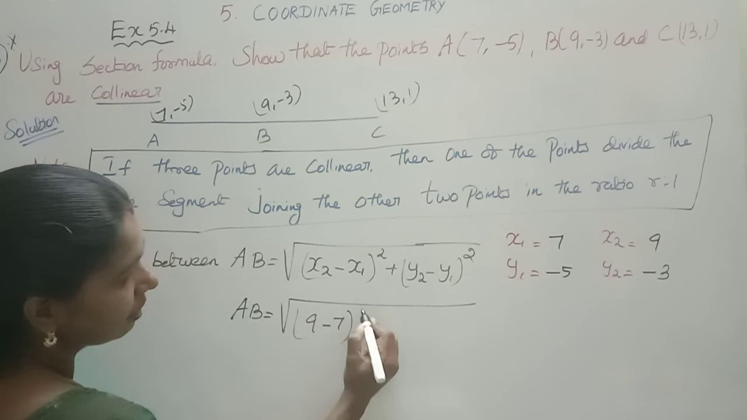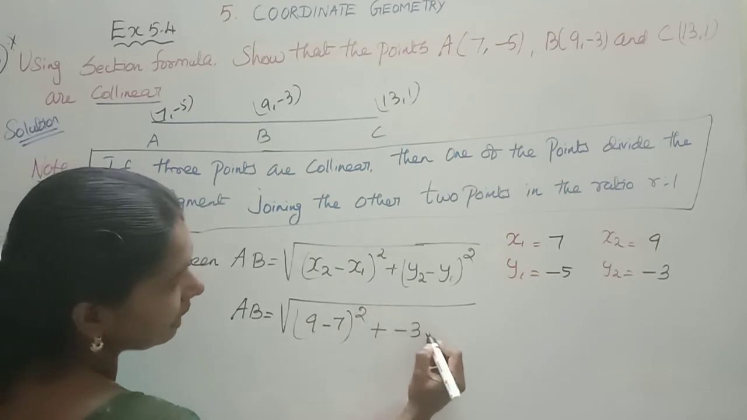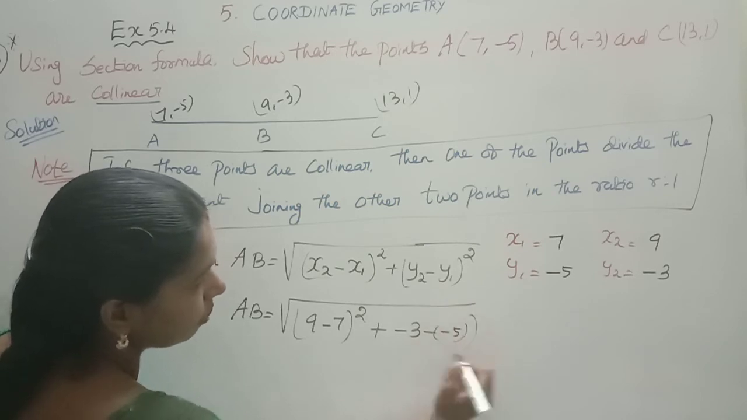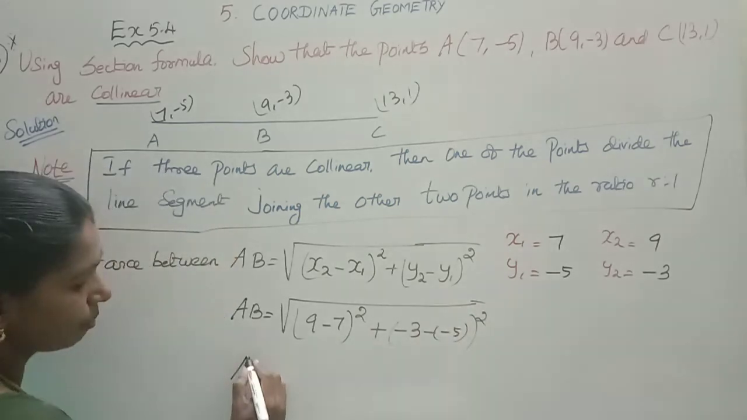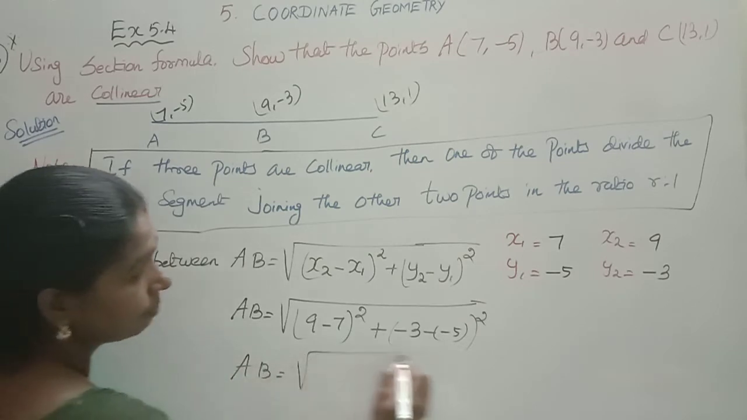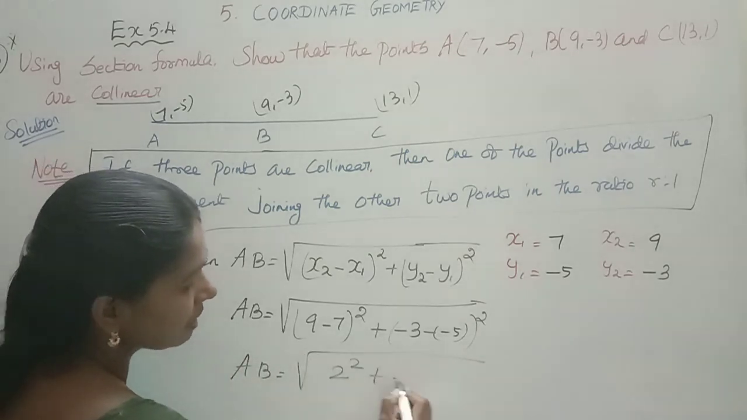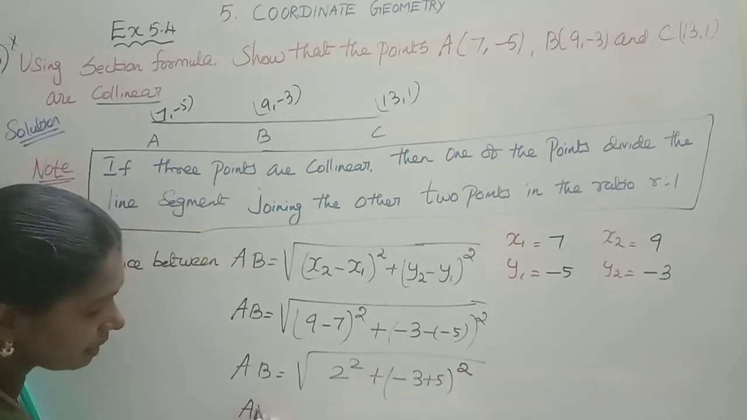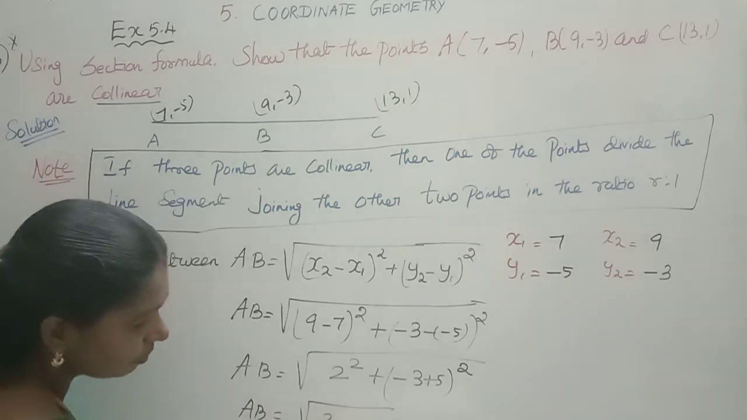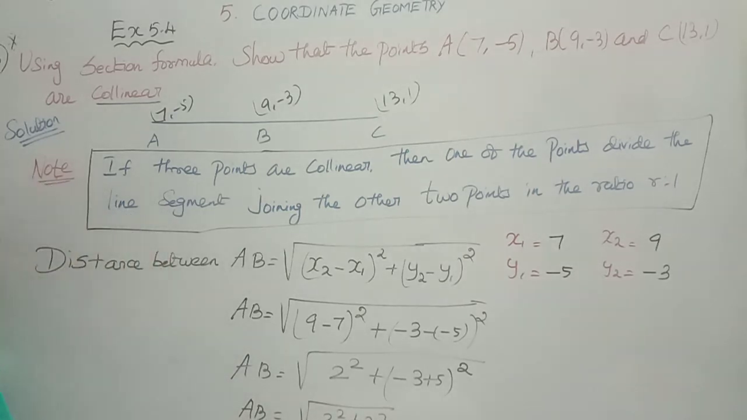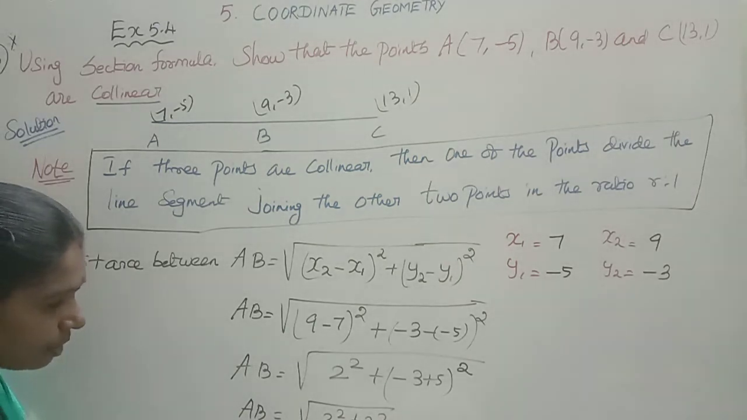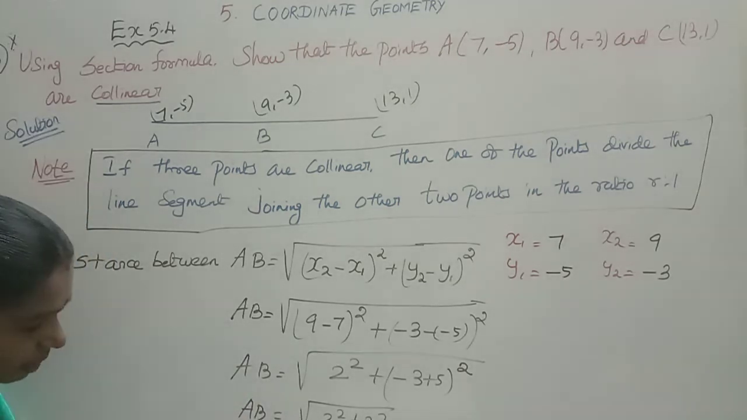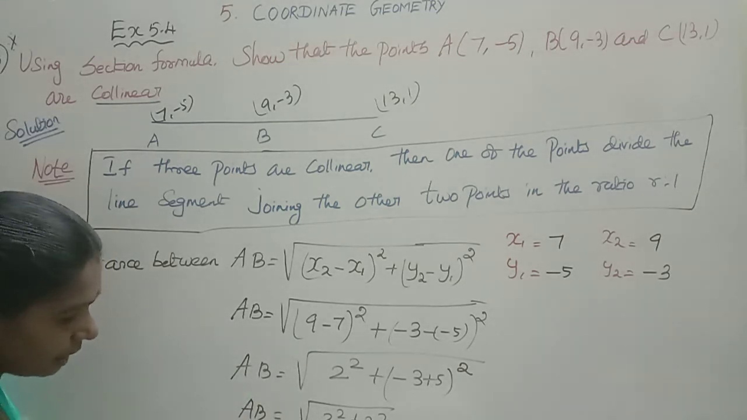9 minus 7 the whole square plus (y2 minus 3 minus of minus 5) the whole square. Okay. This is equal to, now AB equal to here 2 square plus (minus 3 plus 5) the whole square. Now AB is equal to the square root of 2 square plus 2 square. Understand? Now we are finding the distance. AB equal to square root of 4 plus 4. 4 plus 4 is equal to what? AB equal to root 8.